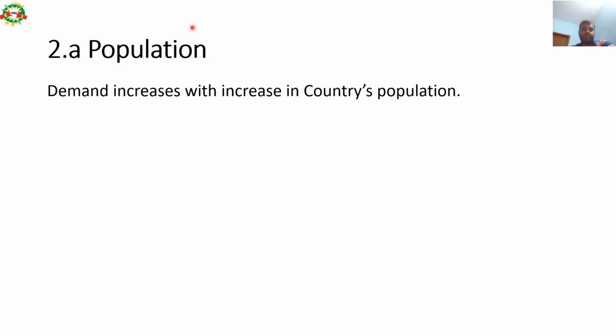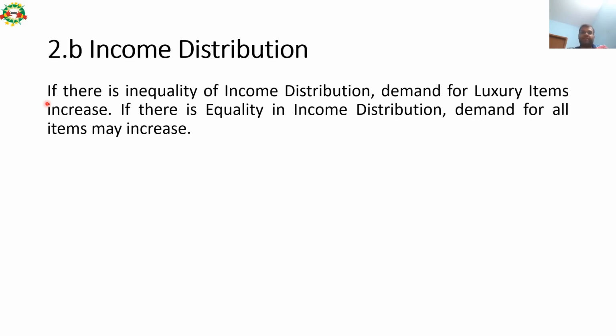Now, the second set of factors is the factors affecting aggregate demand. First factor is population. Demand increases with increase in country's population. So if population increases, then overall demand of goods by the entire market would increase, obviously. Second factor affecting overall demand of the market: if there is inequality of income distribution, in such cases demand for luxury items will increase. However, if there is equality in income distribution, then demand for all items will increase.